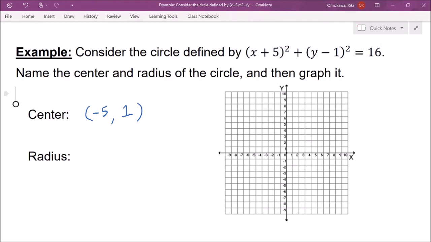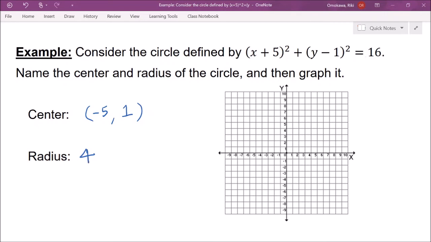Because in the general equation, on this right side we had r squared. So this whole thing, 16, is actually something squared, and we need to figure out the radius by asking, what did I square to get 16? 16 is actually 4 squared, so we can think of this as equaling 4 squared. And so we say, okay, this 4 is the radius.